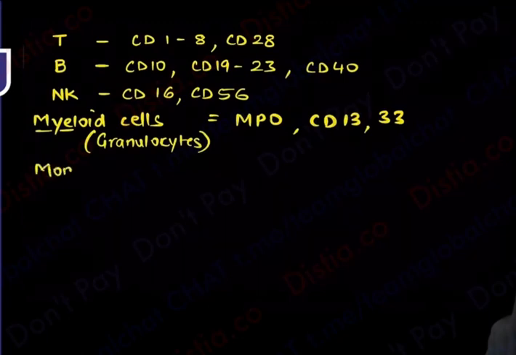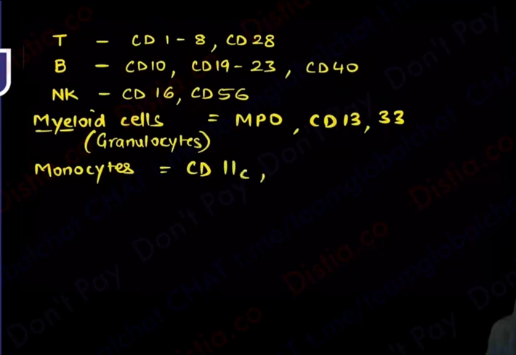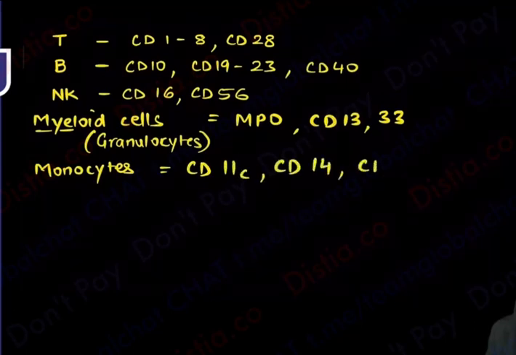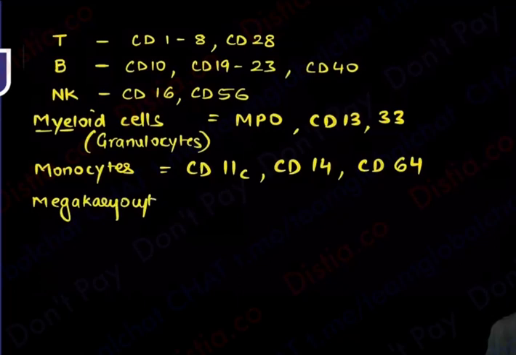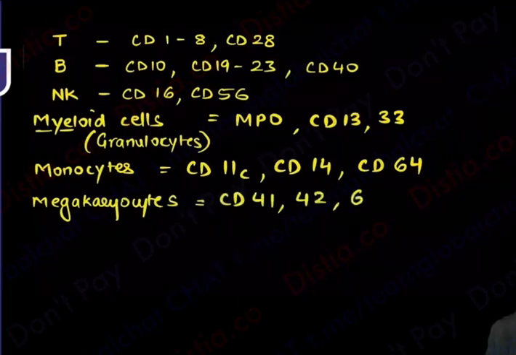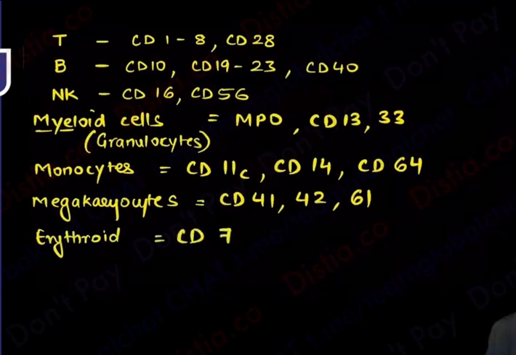When we have monocytoid lineage, when I have monocytes, it is going to be CD11C, CD14 and CD64 positive. When I have megakaryocytes, they are going to be CD41, CD42 and CD61 positive. When I have erythroid lineage, erythroid is going to be CD71. If you feel that I am being very mean to you and randomly writing numbers and I'm not going to help you, no, I'm not that mean. I am going to help you.